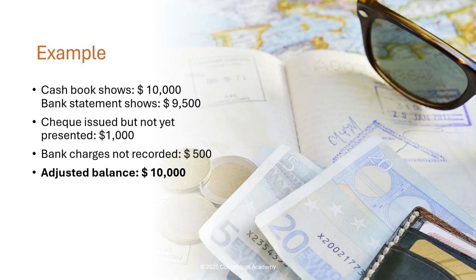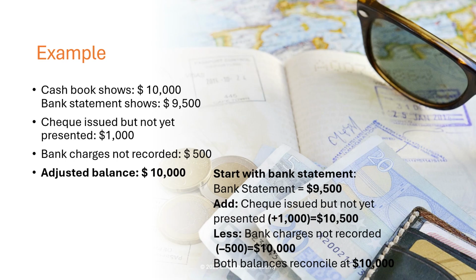Let's see a simple example to understand it better. Suppose our cash book shows $10,000 but the bank statement shows $9,500. So there is a difference of $500 in both these balances. We find that a check of $1,000 is still outstanding and the bank charges of $500 are not yet recorded. And after adjustment, both balances should come to $10,000.